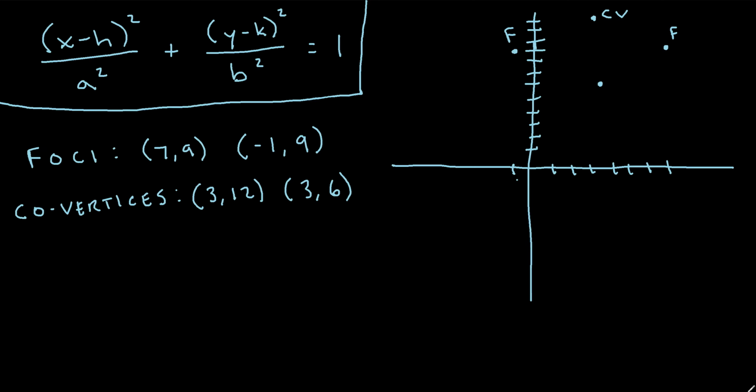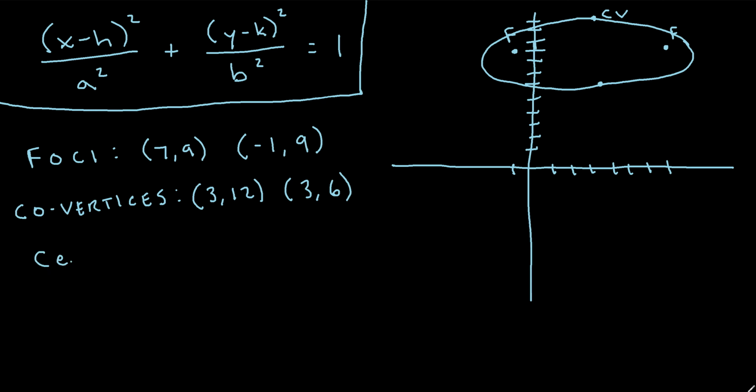So recall that the foci will always be located along the major axis. So in this example, the major axis, or the longer axis, will be x-oriented. So that means our ellipse will look something like this. So we need to figure out what is the center of this ellipse, and then we can figure out what a squared and b squared are.